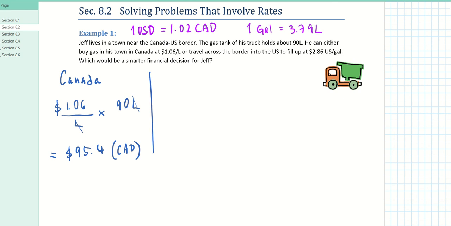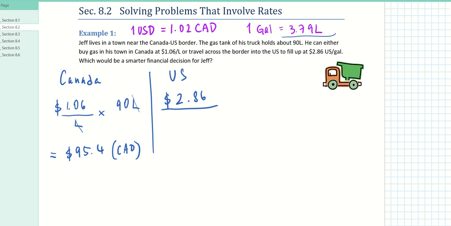All right, now what about the US? Well, first let's convert gallons to liters, and then convert the currency from USD to Canadian dollars. So if he goes to the US, let's take his rate, 2.86, US dollars per gallon. Now 1 gallon is this many liters. To skip the additional step of converting, we can just replace the 1 gallon with 3.79 liters. You can just plug it in here.